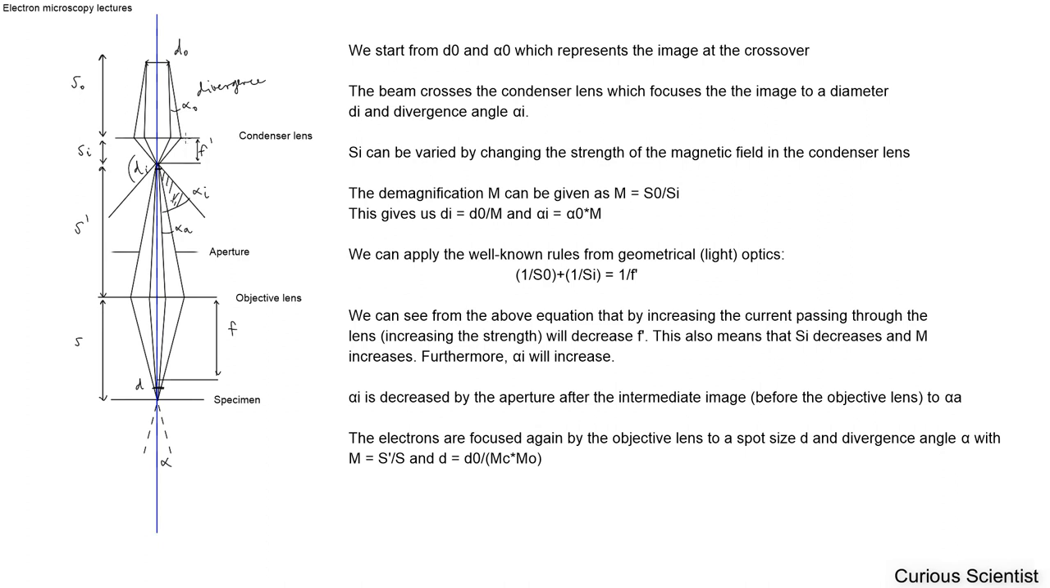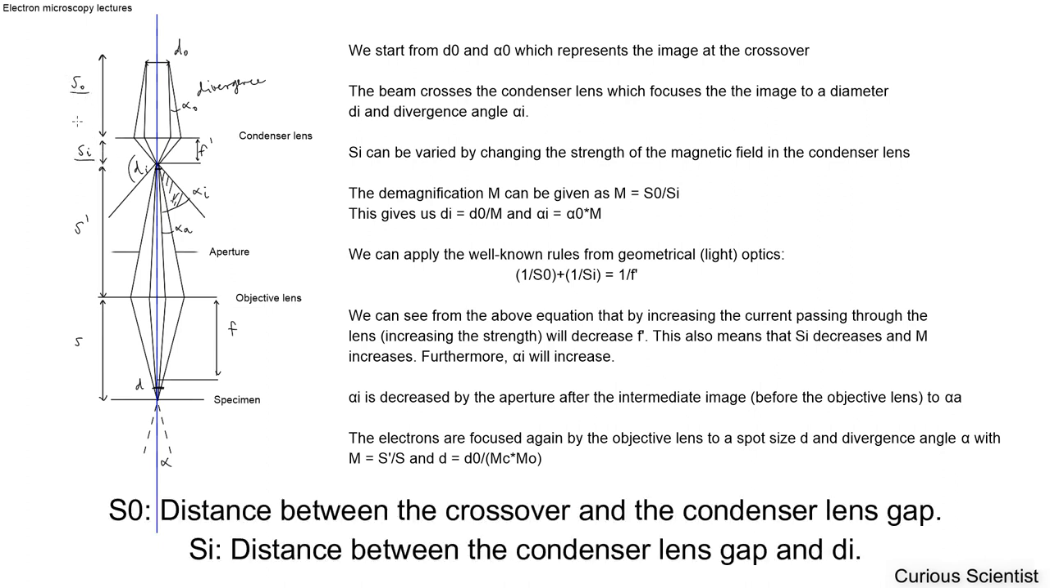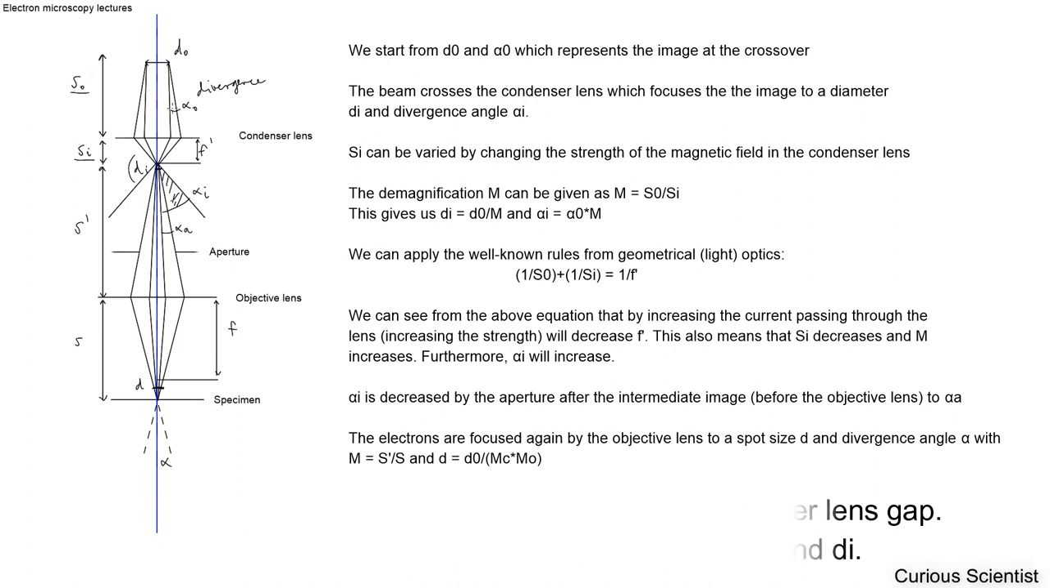And then here we can calculate some things, such as the demagnification, and that is basically the ratio between the S0 and SI. Once we have the demagnification M, we can calculate the DI, so the image at this point, and that is basically the D0 divided by the demagnification. With the same rule, we can also calculate the alpha I, which is the divergence at the DI point, and that is basically the alpha 0, so the initial divergence, times the demagnification.